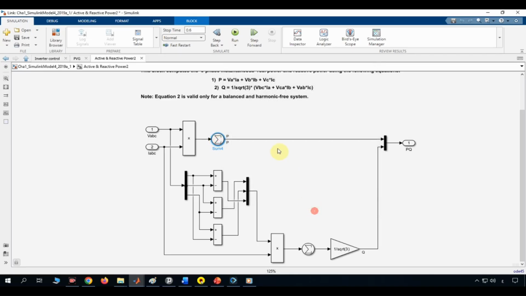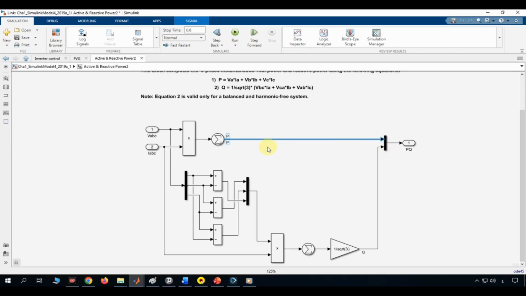That single number is exactly equation 1 from the top of the diagram. P equals VA times IA plus VB times IB plus VC times IC. This output is labeled P, and it flows straight across to the final output multiplexer.